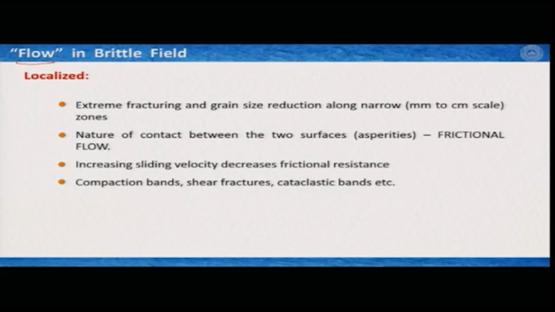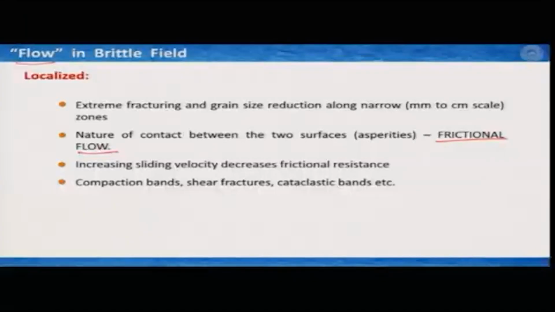Now, this fracturing or grain size reduction may happen by compaction or may happen by shearing. Sometimes the nature of contact between the two surfaces, which we will learn later, is called asperities. If that type of flow does happen, that means one is sliding past another at the grain scale, then sometimes we call it frictional flow.